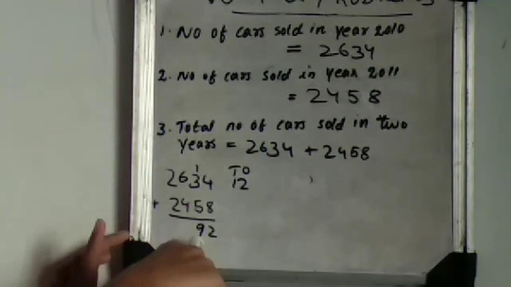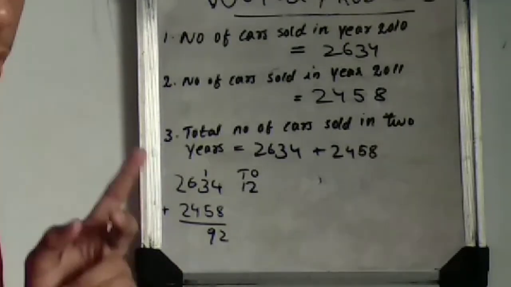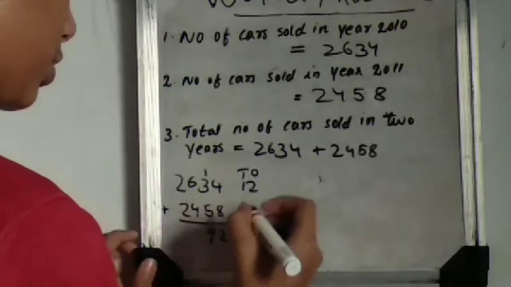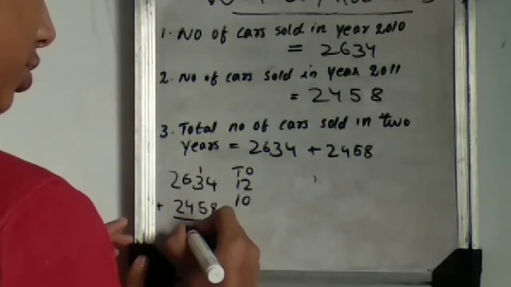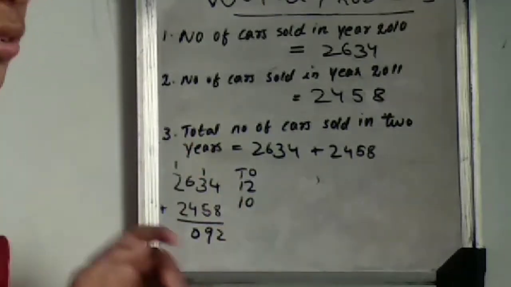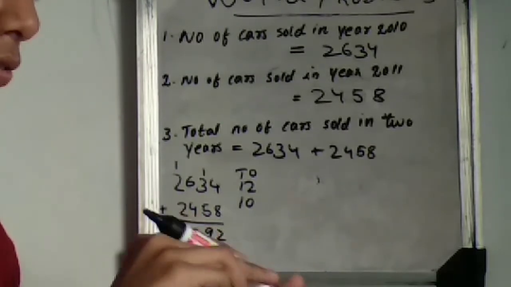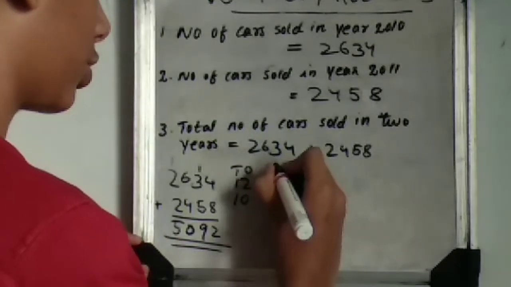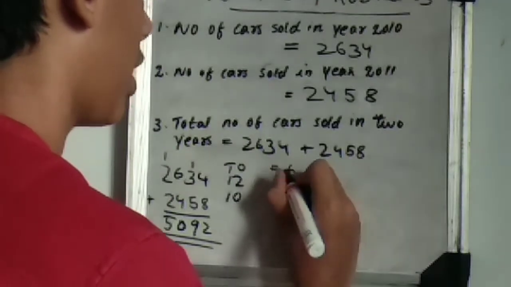Here, as there is no carryover, we can do it directly. 6 plus 4: 6 in your mind, 4 in your hand. After 6 it is 7, 8, 9, 10. So a 2-digit number is coming right here. In the ones place this is 0, so write 0 here and 1 as a carryover. 1 plus 2 is equal to 3. 3 in your mind, 2 in your hand. After 3 it is 4, 5. So the answer, the number of cars he sold in these 2 years, is 5092.